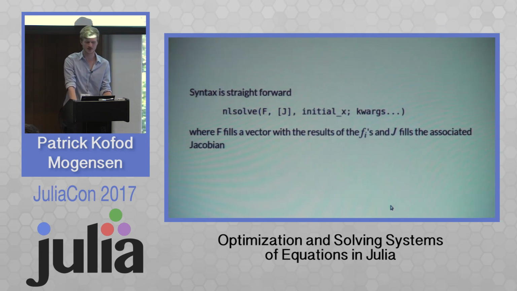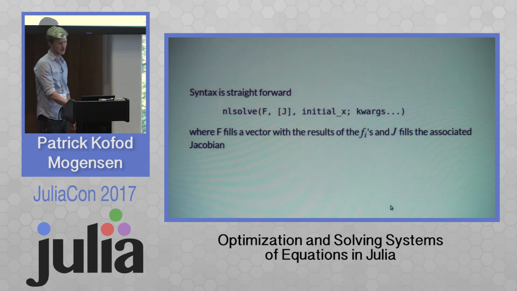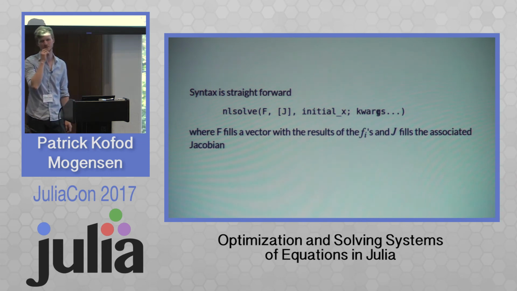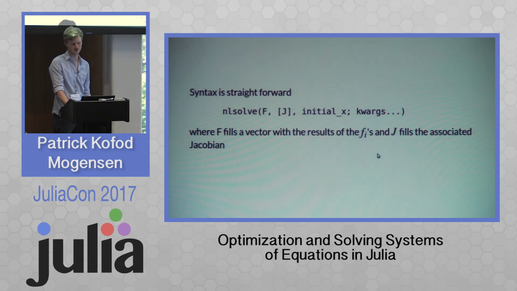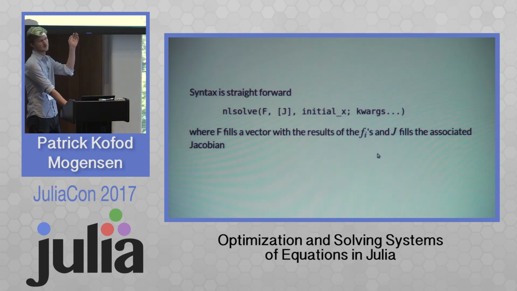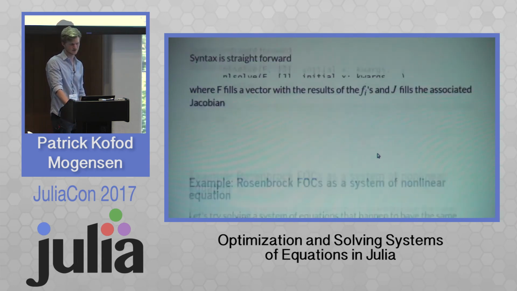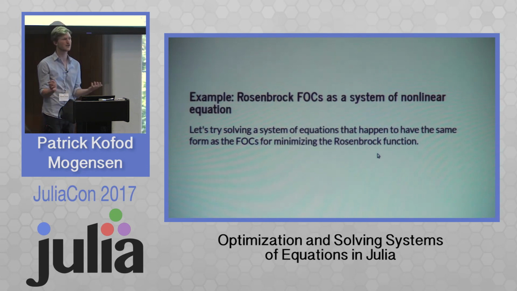Okay, so what is the syntax of NLsolve? Well, you provide a function that calculates the vector of f_i's, and then you can provide a Jacobian if you want to. If you don't, then it will use finite differencing. Then you have to provide an initial x, and there are some keyword arguments you can use to set tolerances, maximum number of iterations, and so on. This is one of the parts where it deviates from the Optim interface, the keyword argument style of setting options.